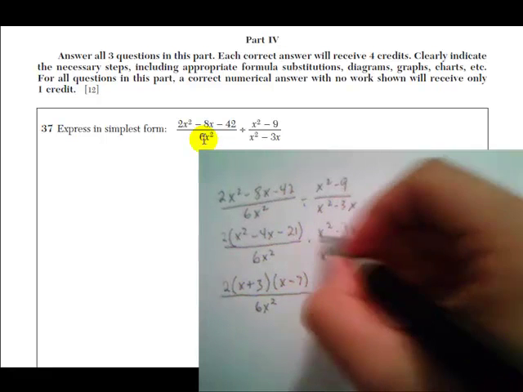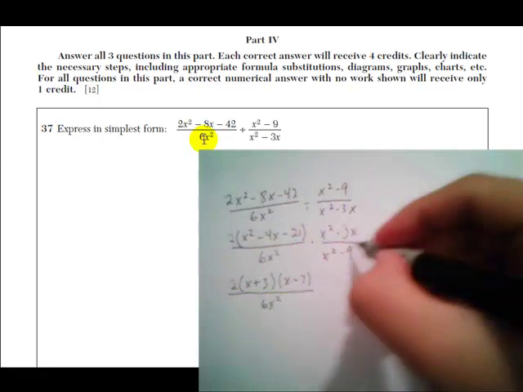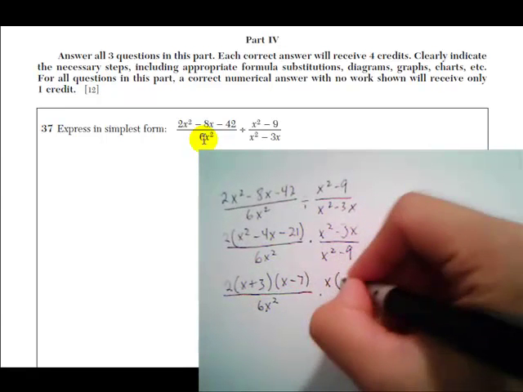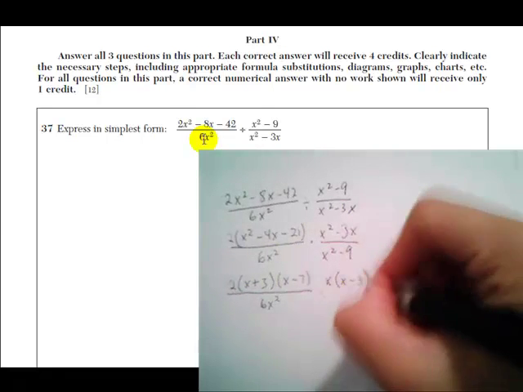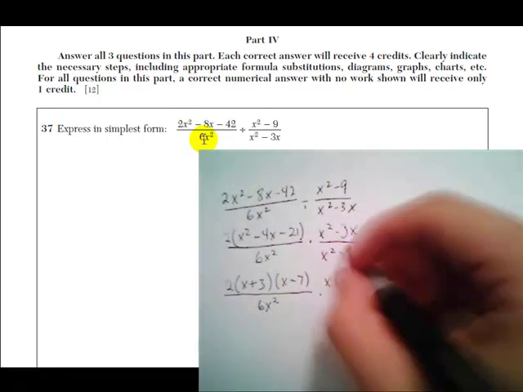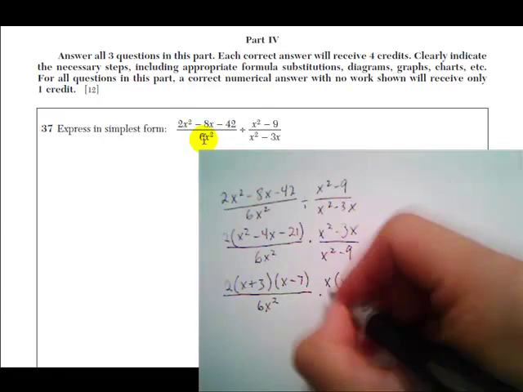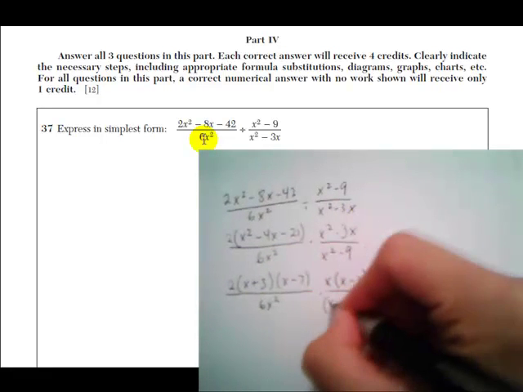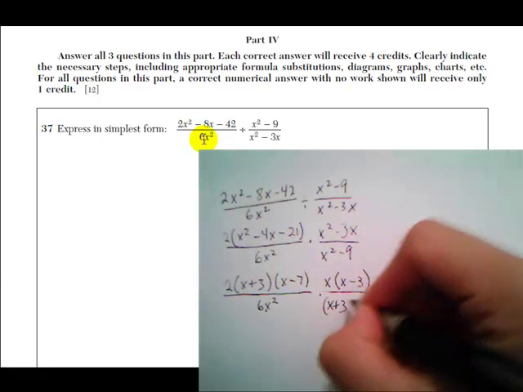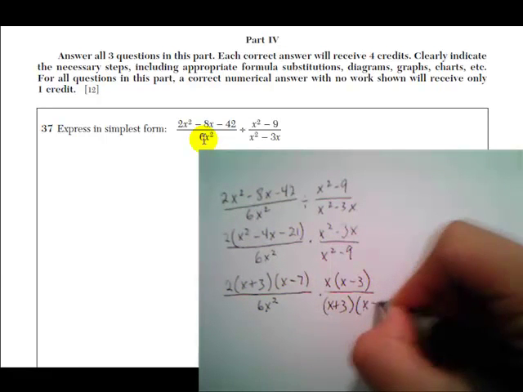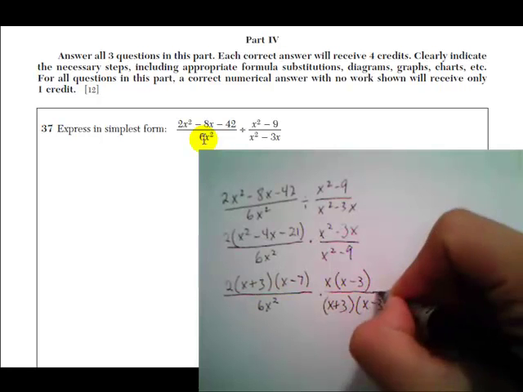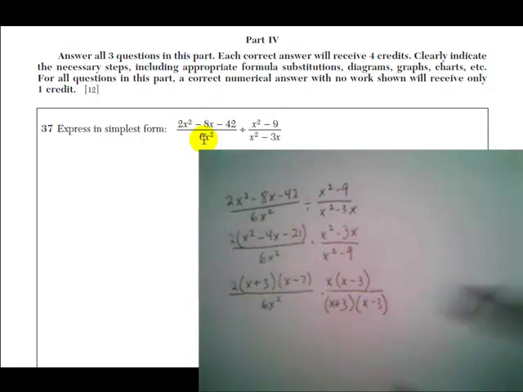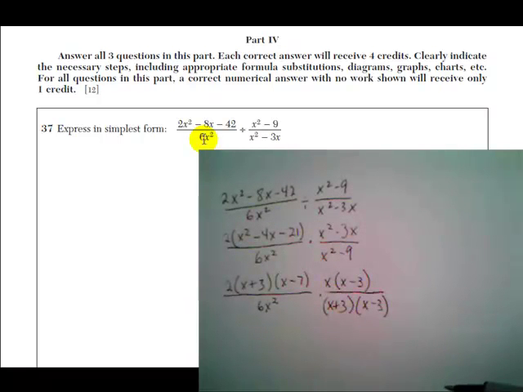Over here now, we have x squared minus 3x in the numerator. There's a common factor of x in each of these terms. So this is going to be x times x minus 3. All right? And down here, x squared minus 9, classic difference of two squares. Okay, so this is going to be x plus 3 times x minus 3. All right? Okay, and now when we look at this expression, let's look at things that we can cancel out.